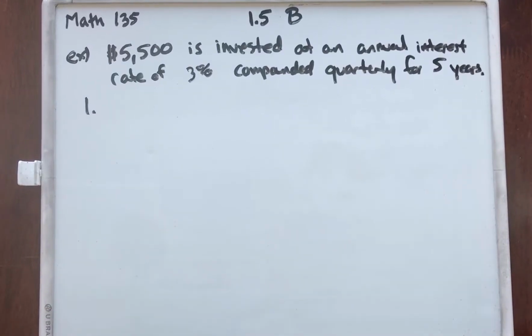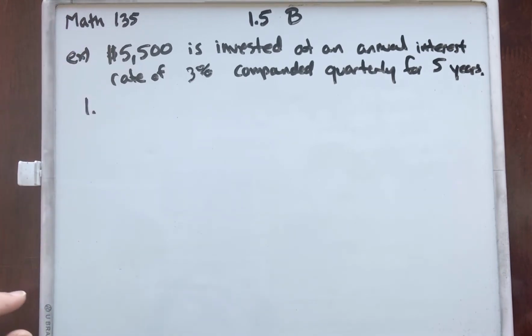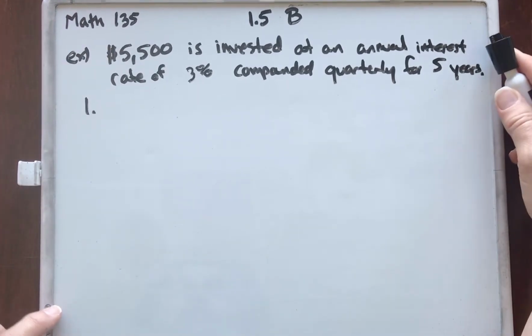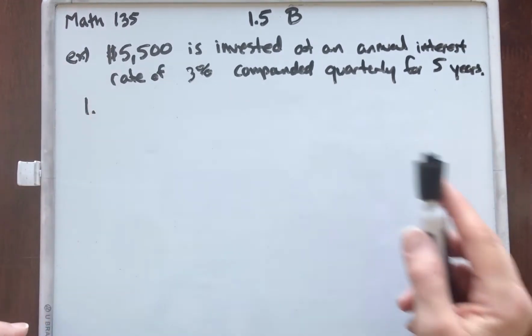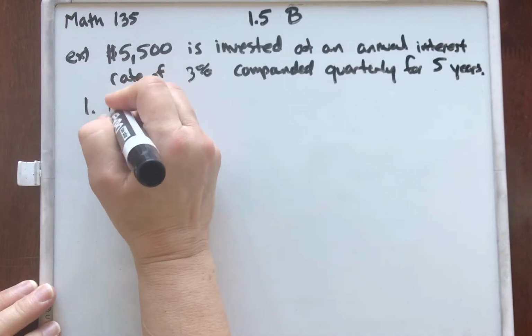1.5b. So we're looking at an example. $5,500 is invested at an annual interest rate of 3% compounded quarterly for 5 years. Okay, so we have the first question: how much is in the account?